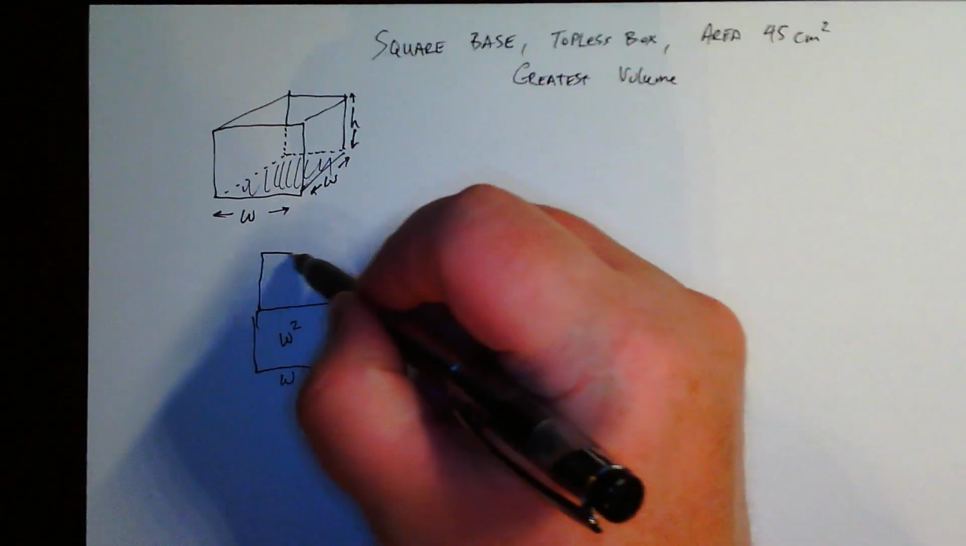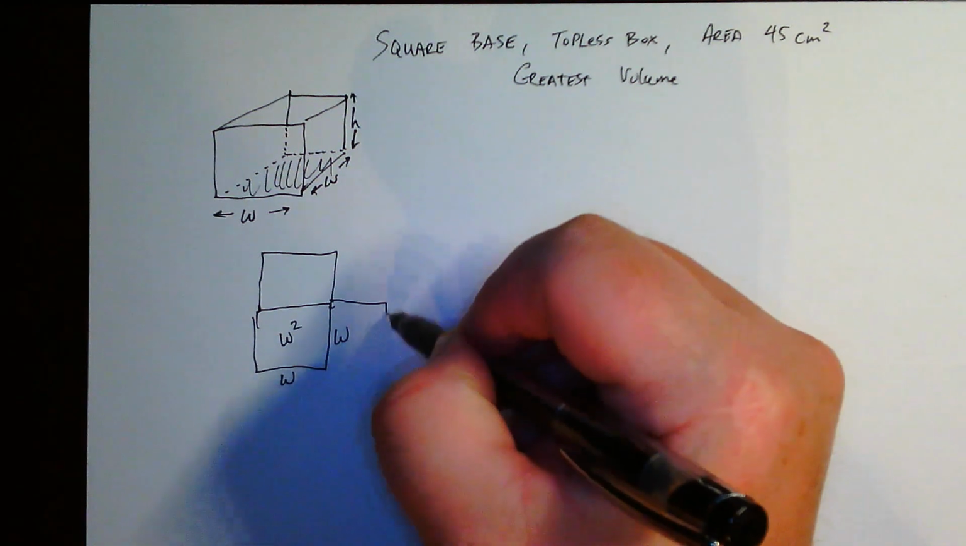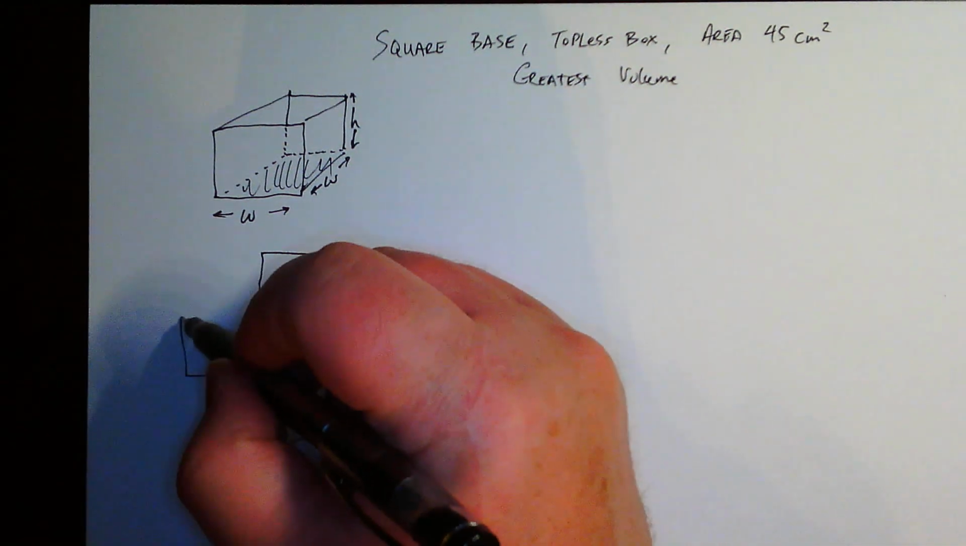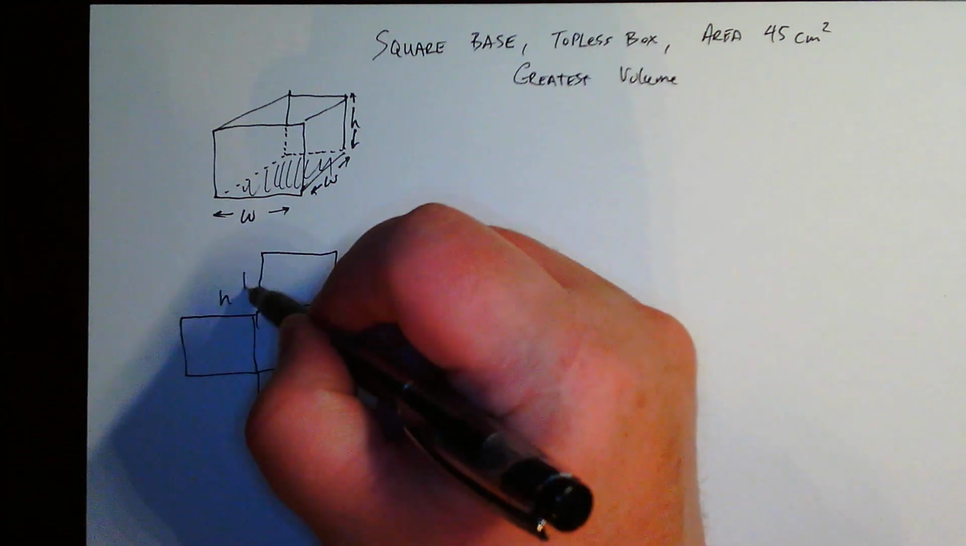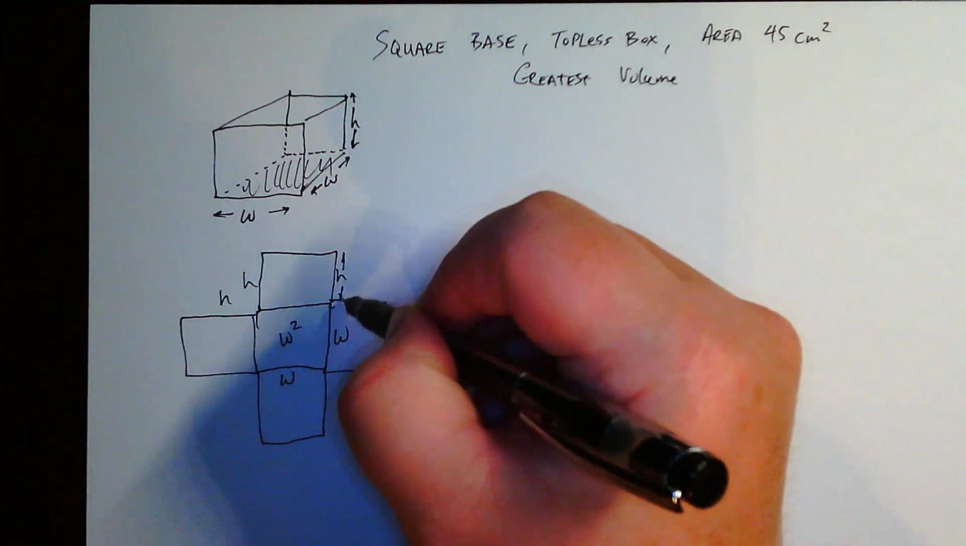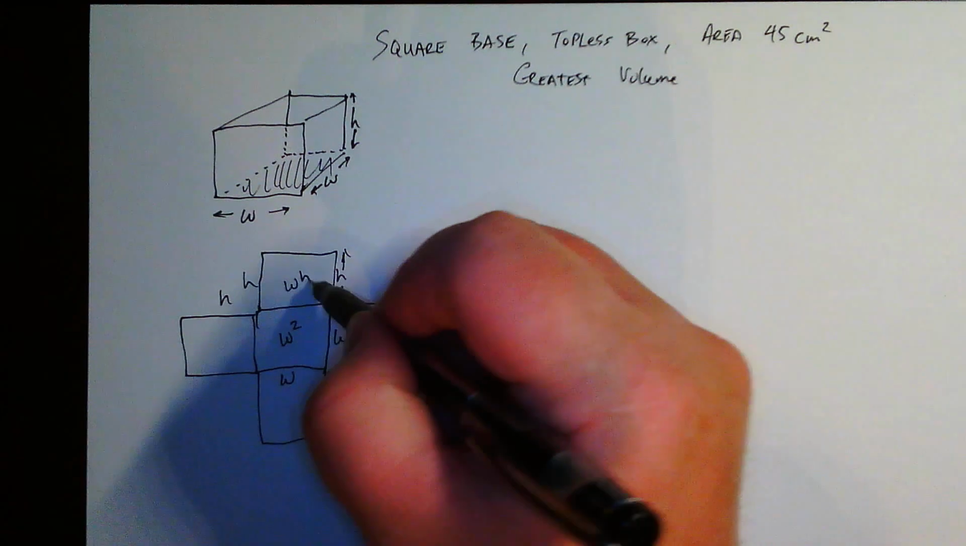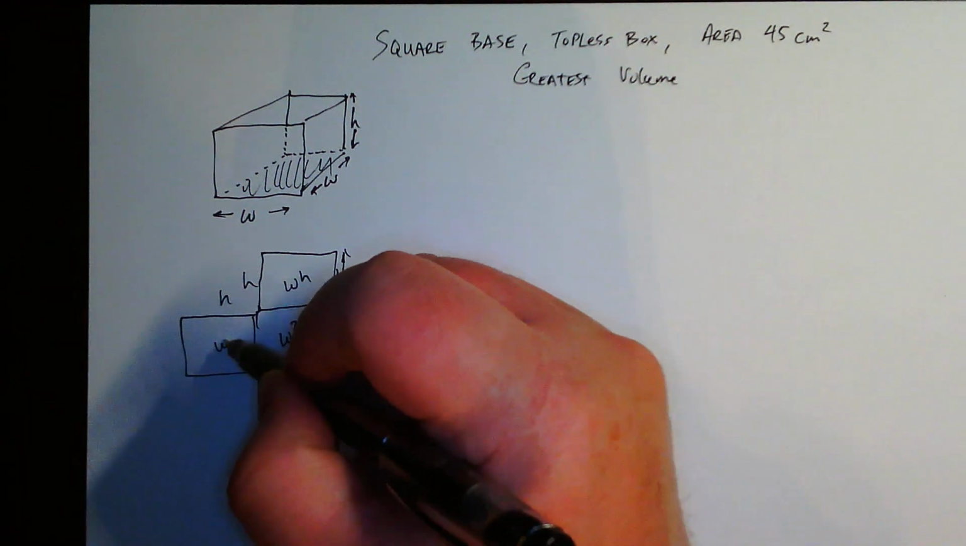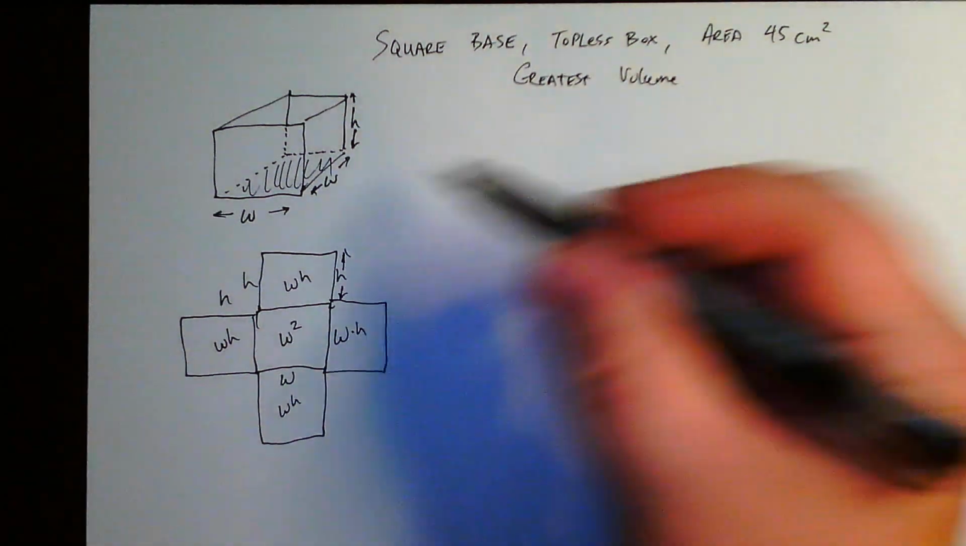Now let's do the sides. The sides, well, they're all going to be W times H. And we're going to have 4 of them, do you see? These lengths right here, they're all H. These are all H right here. So all of these are WH, WH, WH, WH. All right? So there's our two things.